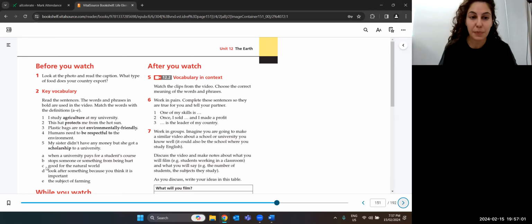Humans need to be respectful to the environment. To be respectful means, yeah, to look after something because you think it's important. And my sister didn't have any money because she got a scholarship to a university. Scholarship is when a university pays for a student's course.